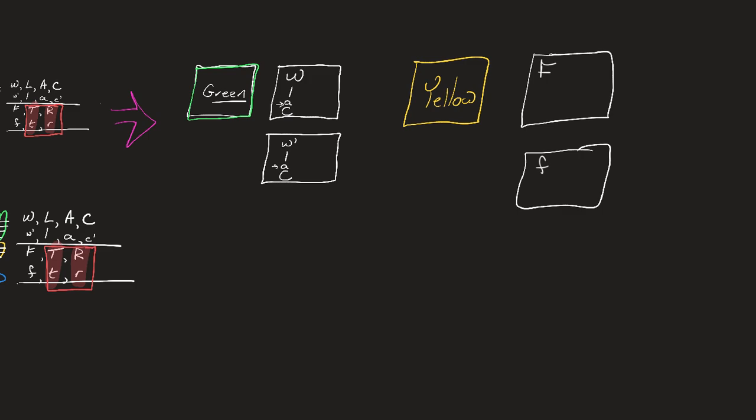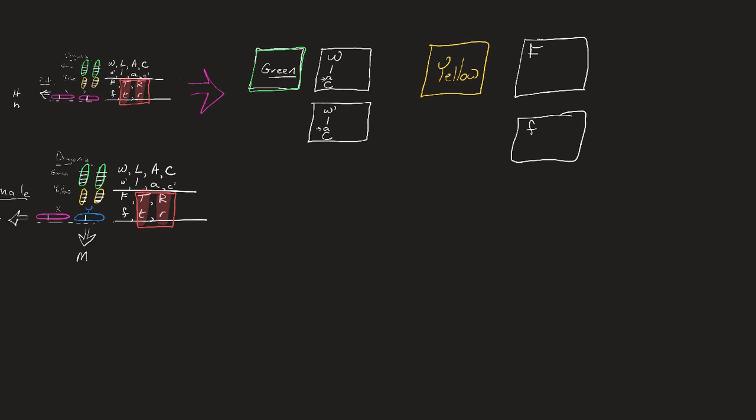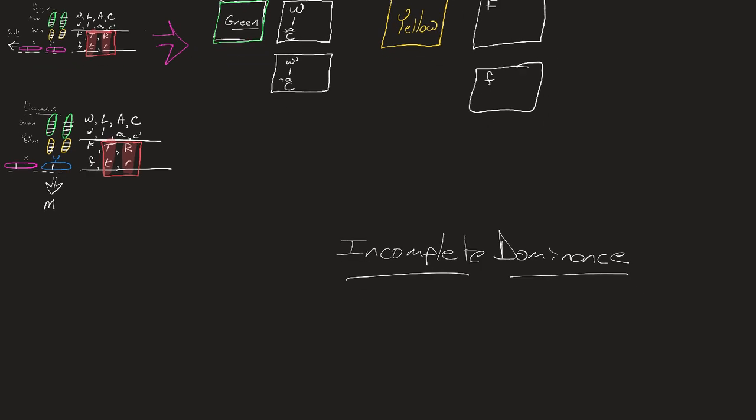Now, the T and the R genes are weird because they're not dominant or recessive. They're called incomplete dominance. This is a type of inheritance where you mix the two. So red and white would get you pink. Tall and short would get you mid-sized, that kind of thing. Somewhere in the middle.